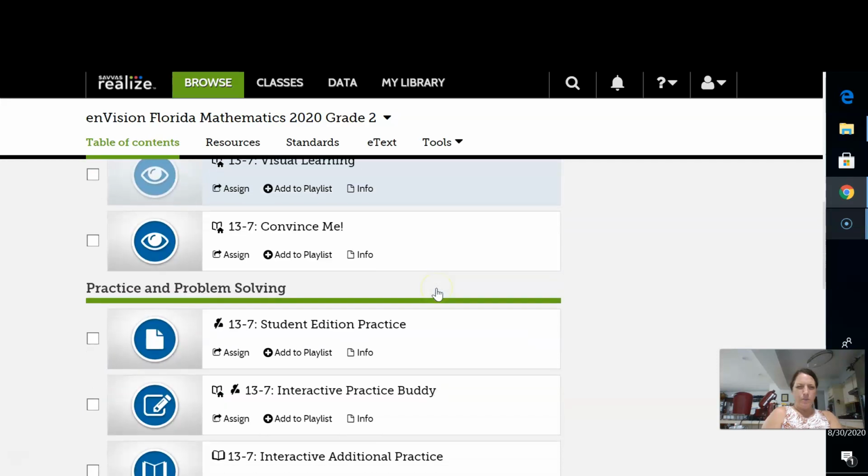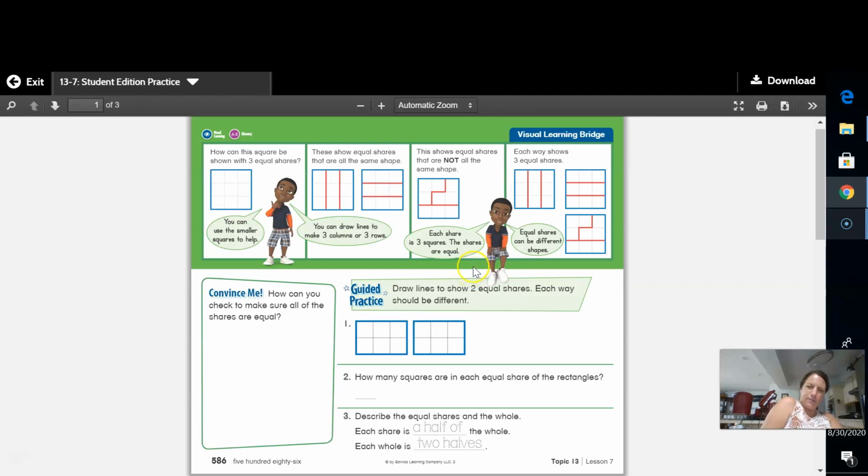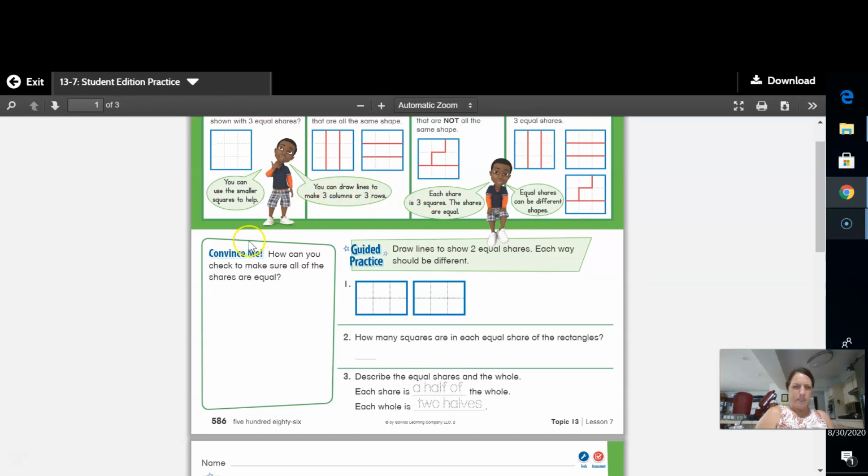So we're going to go to Student Edition for 13.7. You can find it right after the pages you just worked on. And you'll see at the top, it's just showing you the exact same thing that he or she talked about in the video. And we're going to try some today. So it says, how can you check to make sure all of the shares are equal? Well, up here, we learned that each equal share had 3 small squares in it. So to make sure all of your shares were equal, we had to count to make sure each one of our shares had 3 small squares.